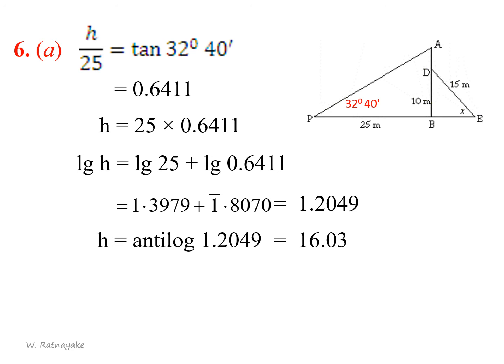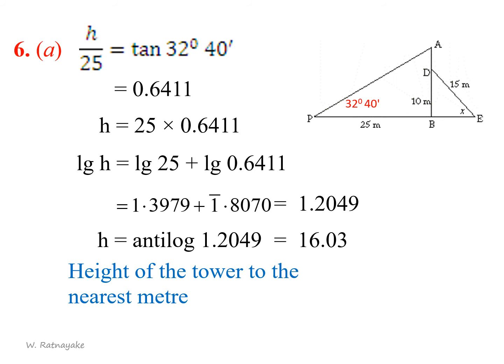Then for that one also you have to use the log table. You get 16.03. Now from the log table you get only 1603, only the digits, and according to the whole number part of the logarithm, we have to decide at what place we have to mark the decimal point.